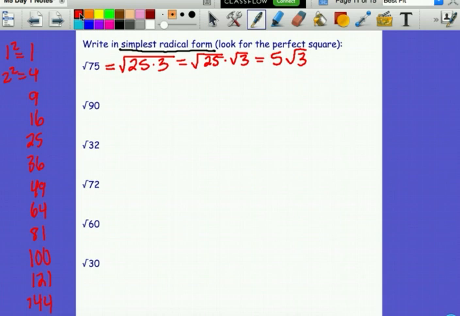So looking at 90, I want to look for the largest perfect square that divides into 90. I know 9 goes into 90 10 times. So then I'm going to break that up into the square root of 9 times the square root of 10. The square root of 10 is an ugly decimal, so I'm going to leave that alone. But the square root of 9 is 3, so I can rewrite that as 3 square roots of 10.